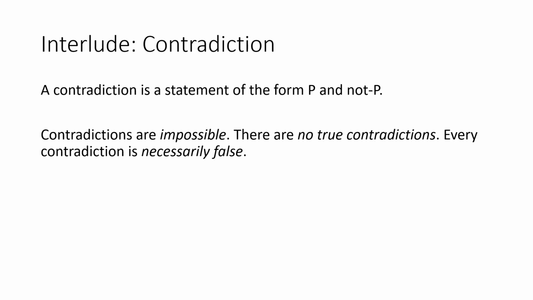So what's a contradiction? Well, it's a statement of the form P and not P, where P is just a proposition. So it's both snowing and not snowing, or it's both Tuesday and it's not Tuesday, or I'm both sitting and not sitting. What's important here is that contradictions are impossible. They can't possibly be true. There are no true contradictions. Every contradiction is necessarily false.